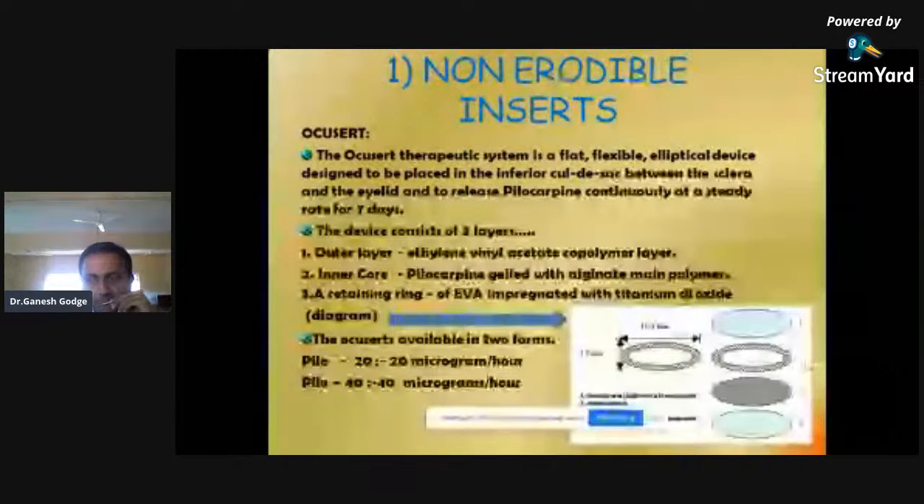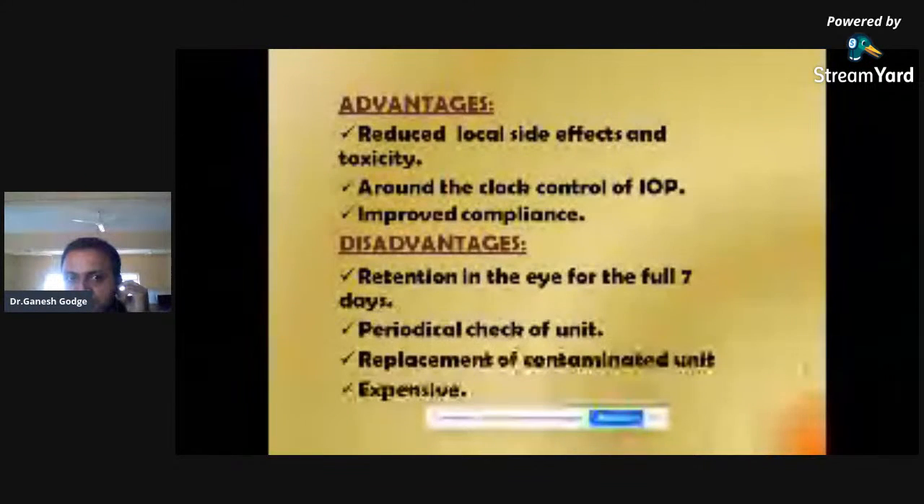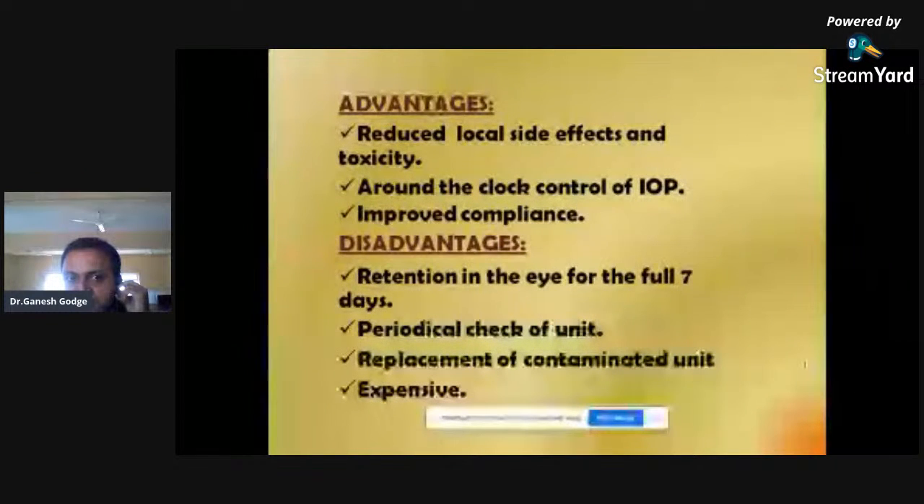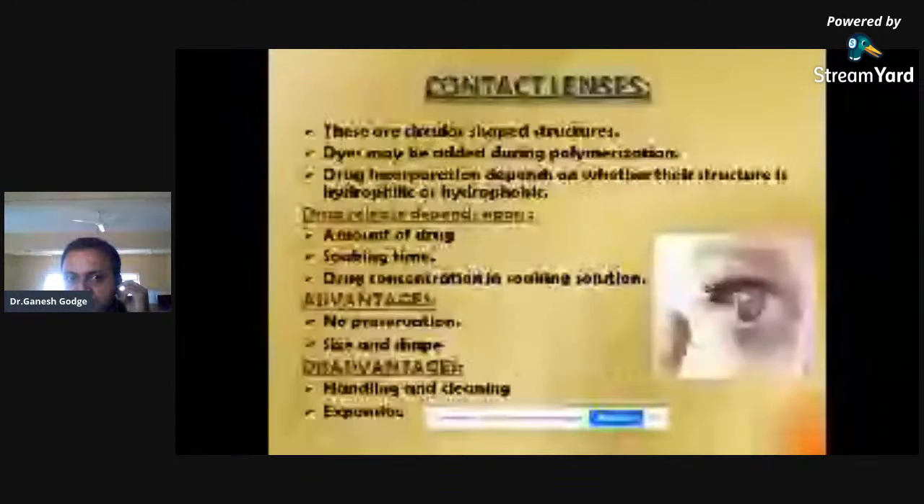Now, advantages of Ocuserts: reduced local side effects and toxicity, around-the-clock control of intraocular pressure, improved compliance. Disadvantages: retention in the eye for the full 7 days, periodical check of the unit is required, replacement of the unit, and it is an expensive treatment.